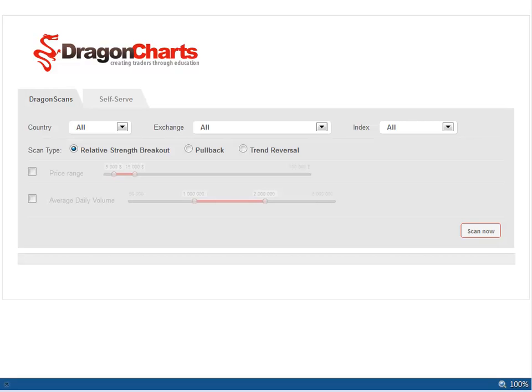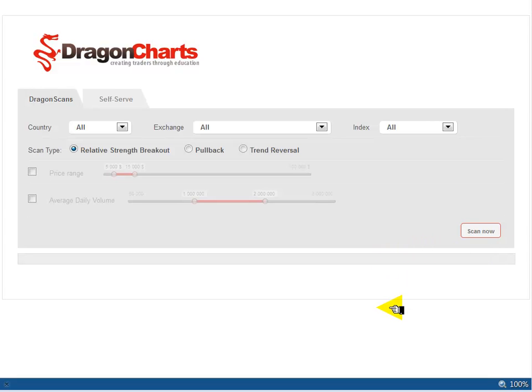Other software like this is out there, but it's only available pretty much for institutional level traders who are professionals or work in banks or mutual funds. But now with DragonCharts, we give you the unfair advantage that the professionals don't want you to know about. And we're going to show you how.